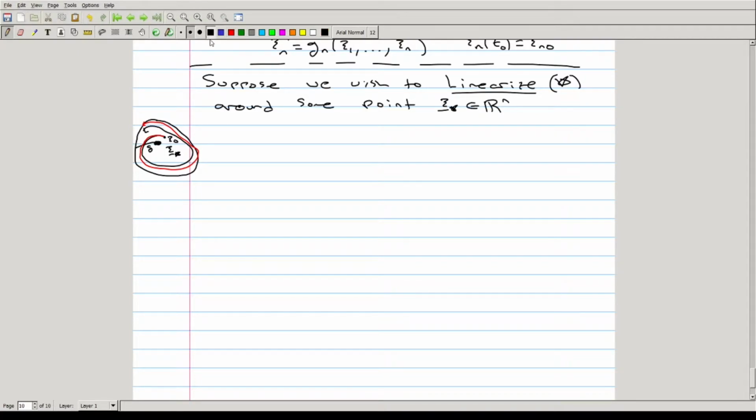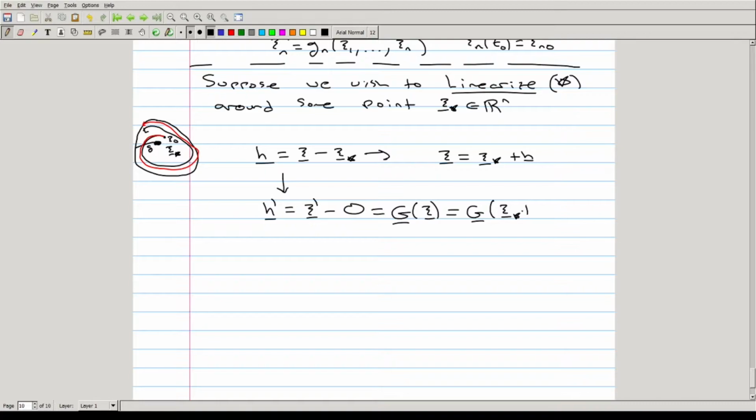And this is directly possible to do. What we do is define the distance vector h, which is xi minus xi star. Remember, this is the same thing as saying that xi is equal to xi star plus h. And h in general will depend on t, just like xi depends on t, but xi star is a fixed point. Well, if we differentiate this relationship, we get that h prime is equal to xi prime minus 0, because xi star is fixed, which is g of xi, which in terms of h is g of xi star plus h.